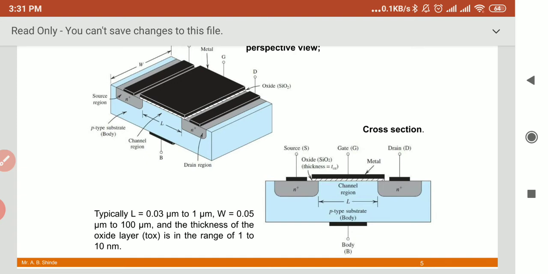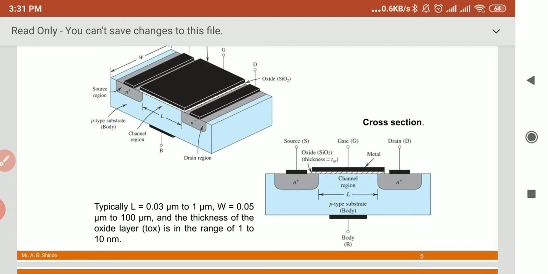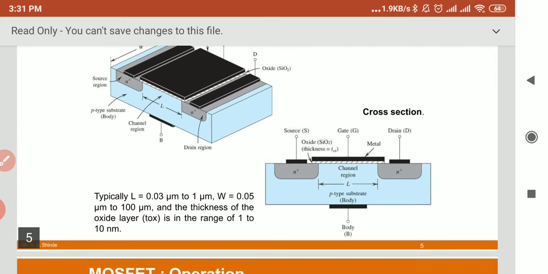Here the length and width of the channel are given. These are nothing but the dimensions of the channel, and the gate, drain and source are given here. The ratio of width and length of the channel is called the aspect ratio. It is very important while designing the MOSFET for different current ratings.